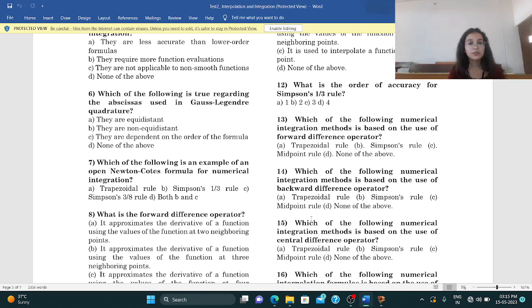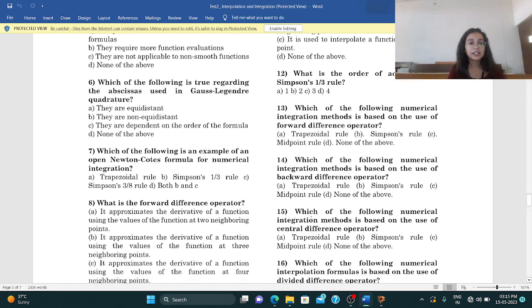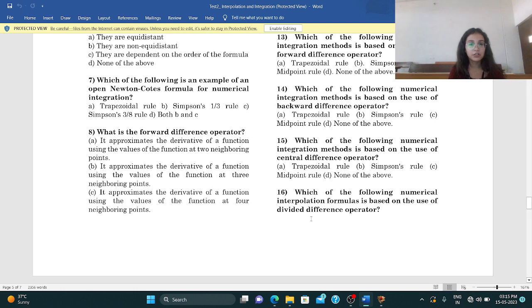Question 7. Which of the following is an example of an open Newton Cotes formula for numerical integration? Option A. Trapezoidal rule. Option B. Simpson's one-third rule. C. Simpson's three-eighths rule. And D. Both A and B. And the correct option is both B and C.